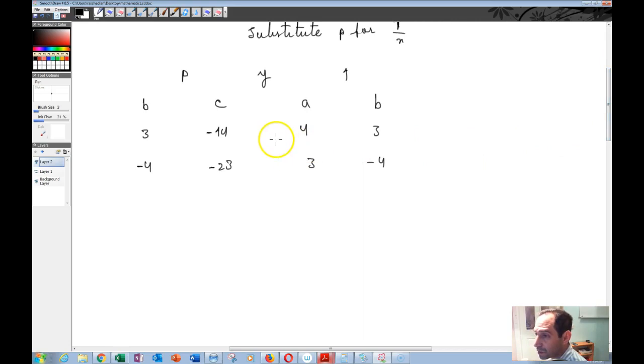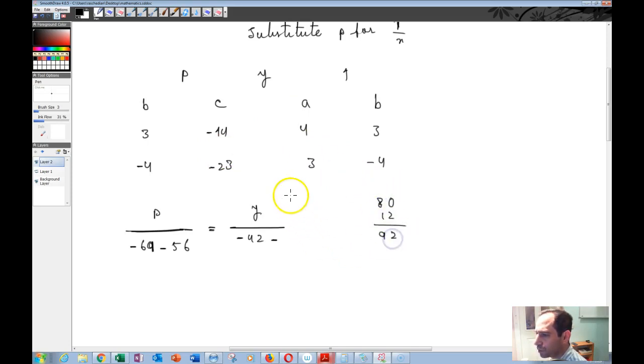So then to solve this, basically you have p and y and 1. So p over, basically 3 times 23 is 69. So negative 69 minus 4 times 14 is 56, and this is a 9. Is equal to y over negative 42 minus 4 times 23, which is 80 plus 12, equal to 92. And that's negative 92, so plus 92.